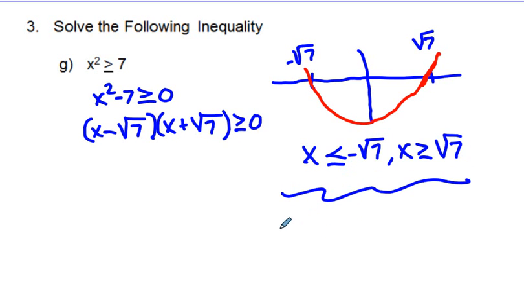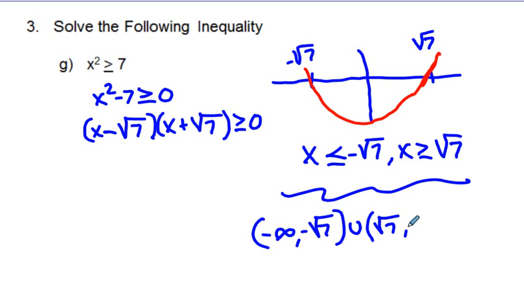Or in interval notation, how would we write that? Interval notation, we'd write negative infinity, comma, negative square root of 7, union, square root of 7, comma, infinity. So that's another way we can articulate our answer to this inequality.